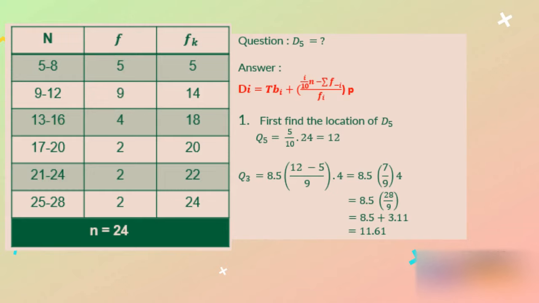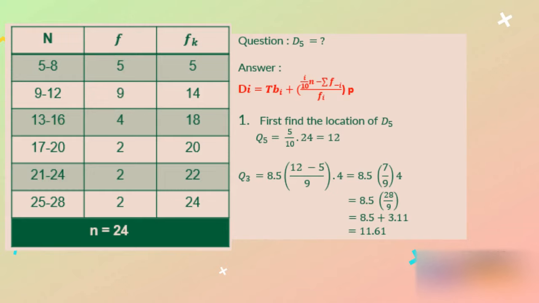Then the location of D5 is located on the cumulative frequency containing the number 12. 5 is impossible because it is still lacking, so automatically it is at the cumulative frequency of 14. So in this class, at the cumulative frequency of 14, the D5 value is located. Just enter the formula Tb of D5 plus, in brackets, i per 10 times n minus sigma f, over fi, times p. Remember, the class of D5 is in the class with cumulative frequency of 14.